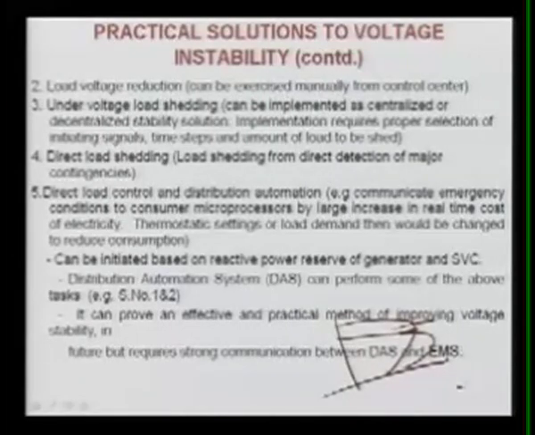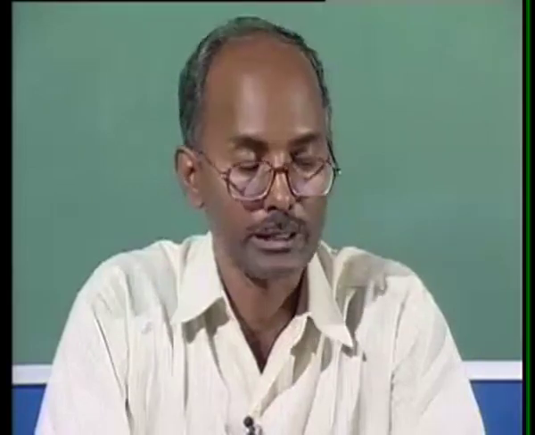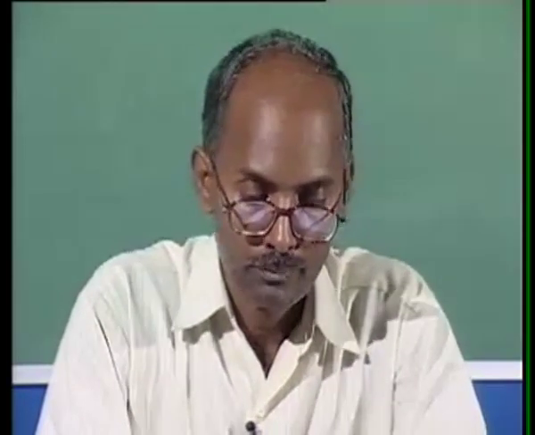Another is direct load shedding. The load shedding from the direct detection of major contingencies: suppose one contingency has occurred that may lead to severe voltage problems in the system. With that contingency, if you have a sensing mechanism, then based on that you can directly trip a few of the loads. Then what will happen? It will improve the voltage profile, and therefore you can have more voltage stability margin and an improved voltage stable system.